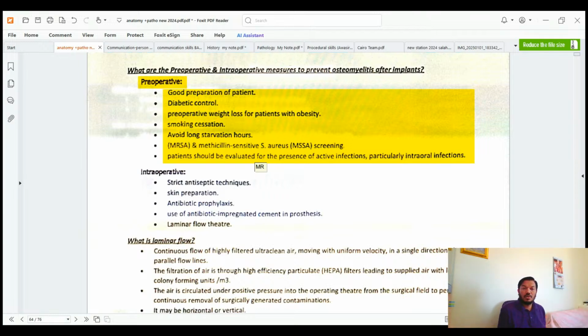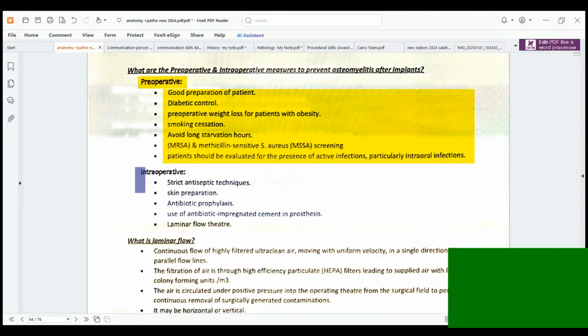Preoperative: good preparation of the patient, diabetic control, weight loss for patients with obesity, smoking cessation, avoid long starvation hours, MRSA screening before surgery, and the patient should be evaluated for the presence of active infection, particularly intraoral infection.